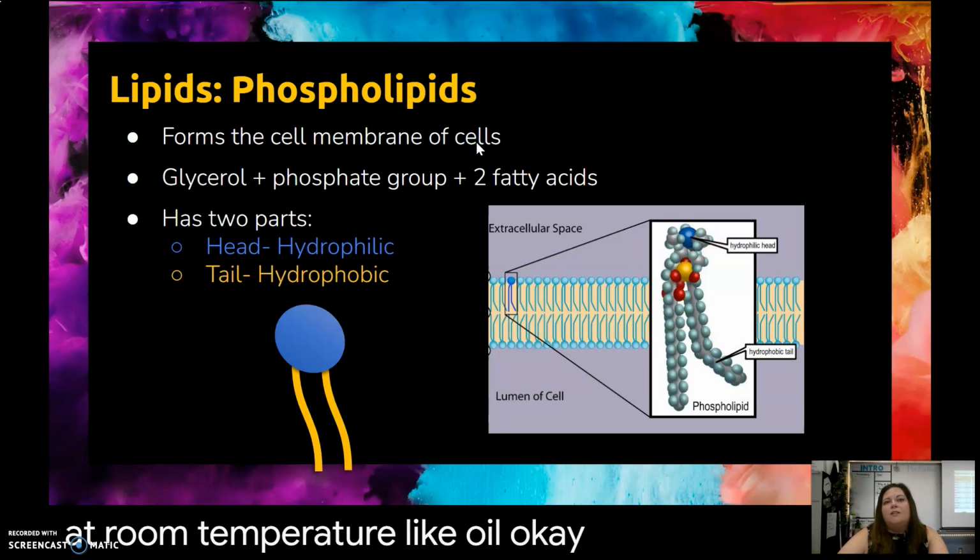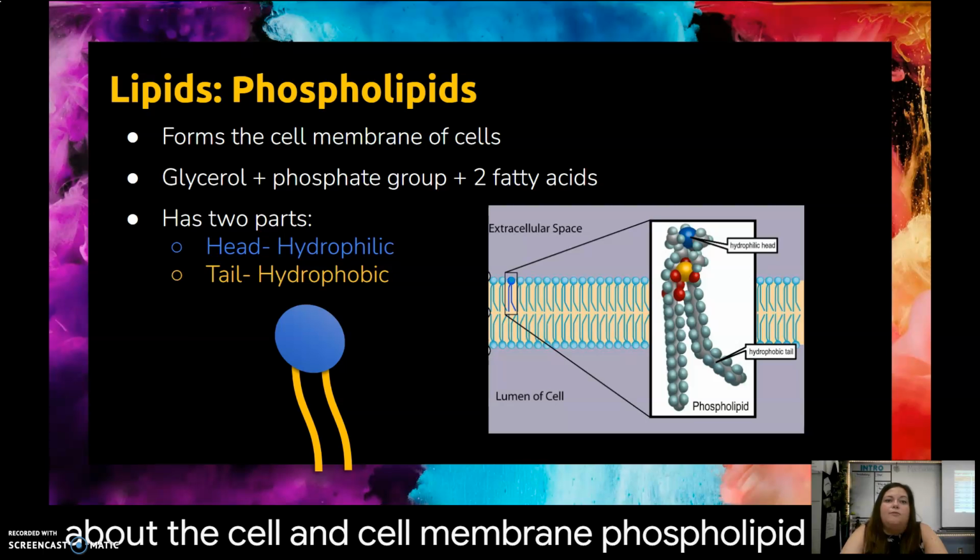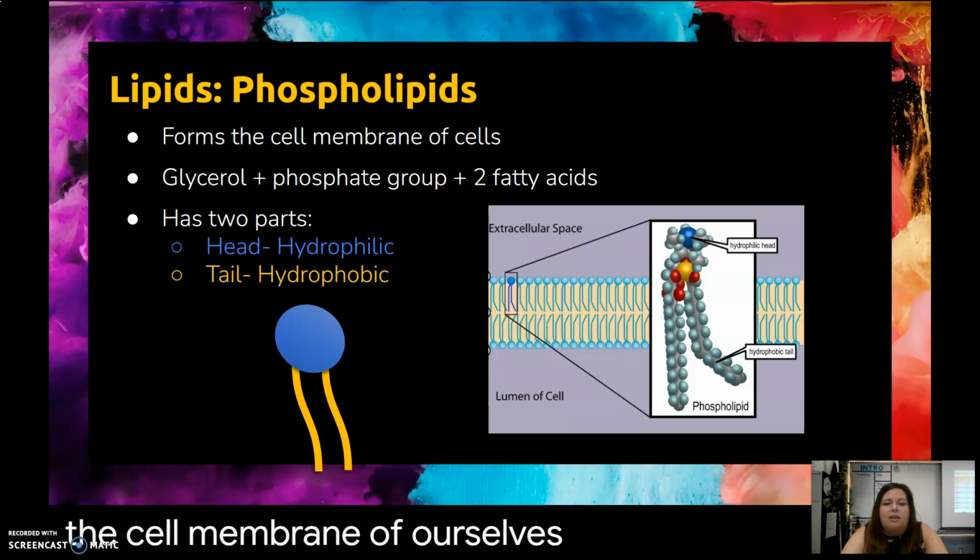Phospholipids, we'll get a little bit more into this when we start talking about the cell and cell membrane. The phospholipids form the cell membrane of our cells. It is a glycerol and a phosphate group and 2 fatty acids.